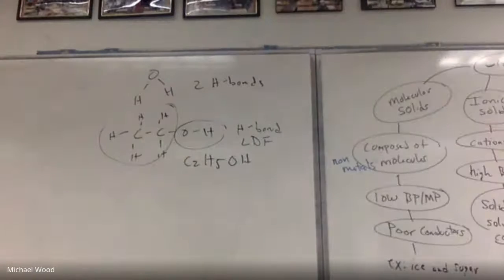Okay, and then the other one there was called dimethyl ether. It is C2H6O.